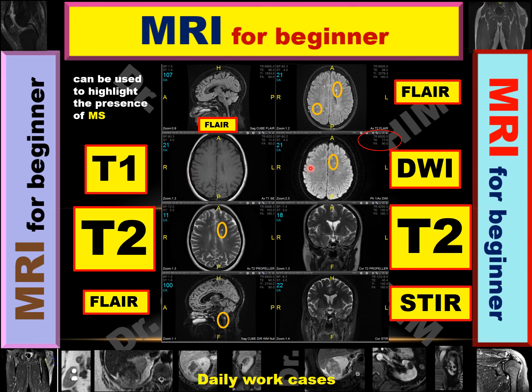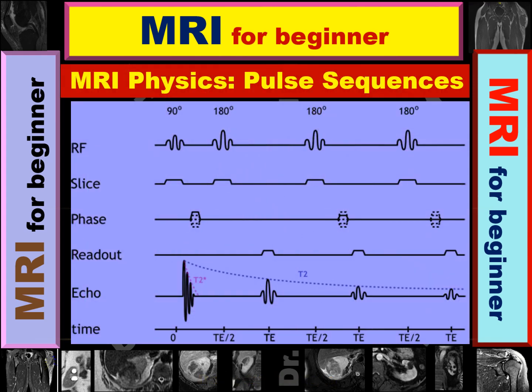If there is any confusion, return to the parameters: TR, TE, flip angle, and the name of the sequence. Through these parameters, you can identify the sequence, because they represent the timing of the radio frequency pulse which produces this sequence. Actually, I've prepared a separate presentation about these MRI physics and pulse sequences.